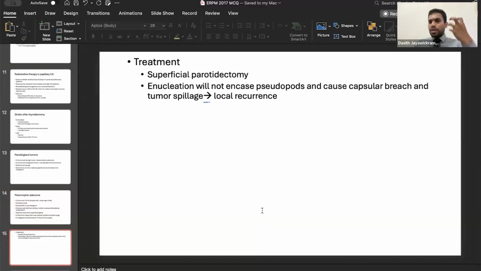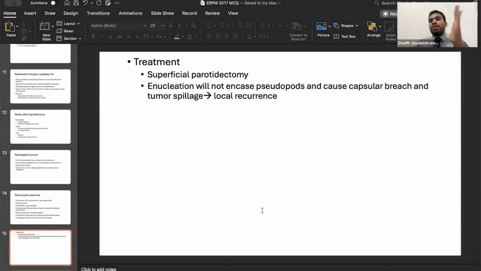So when you talk about treatment, the treatment of choice is superficial parotidectomy. So what we do is we take out all the parotid gland superficial to the facial nerve. Now you know the facial nerve enters into the parenchyma of the parotid gland and divides into two branches, anterior and posterior, and then ultimately divides into five branches: temporal, zygomatic, buccal, marginal mandibular, and cervical. So those are the five branches of the facial nerve. So the parotid gland superficial to the facial nerve is called the superficial part, and the deep part is called deep.